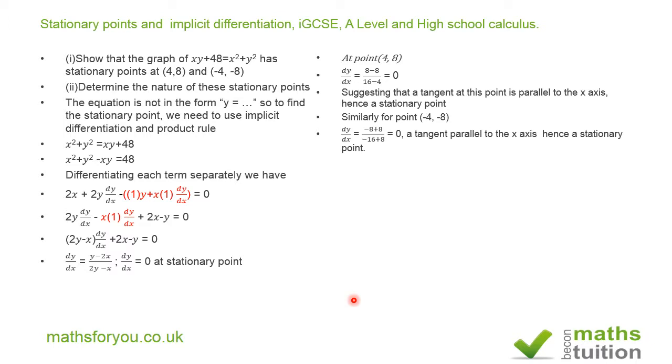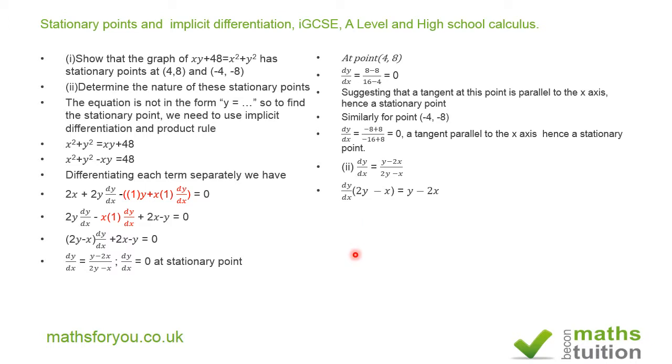Now, for the second part, in which we are supposed to determine the nature of these stationary points, we copy down our dy/dx again, which is equal to y minus 2x divided by 2y minus x. If we then cross multiply, we have dy/dx times 2y minus x is equal to y minus 2x. Now we need to differentiate again. On the left hand side, we've got two terms here. We've got the dy/dx term and also the 2y minus x term. So again, the product rule applies.